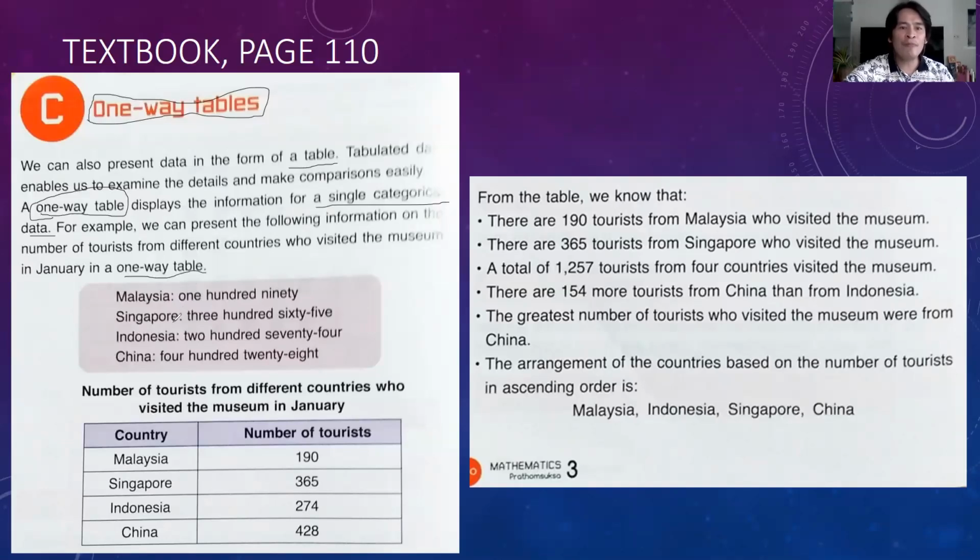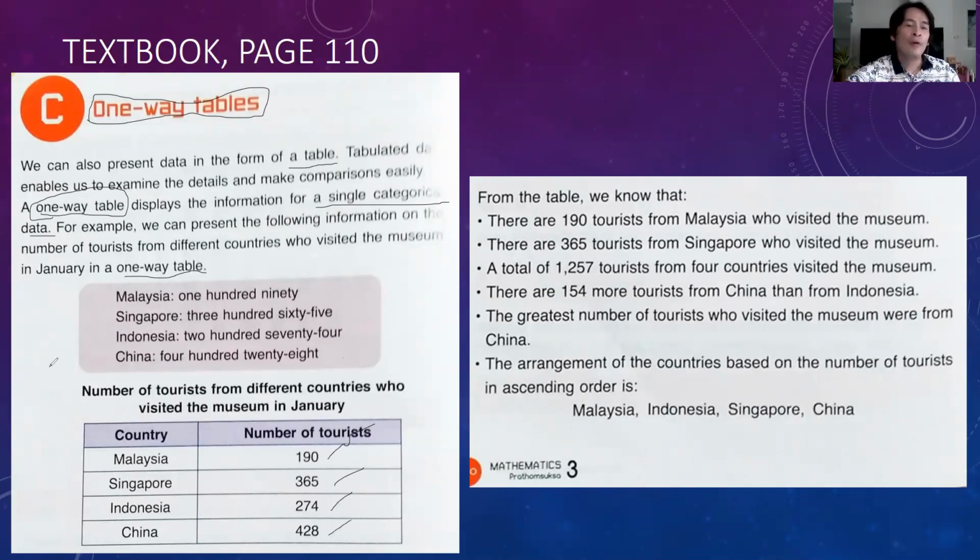Our first example is Malaysia. There are 190 tourists. So Malaysia, 190 tourists. Singapore, 365. Indonesia, 274. And China, 428.